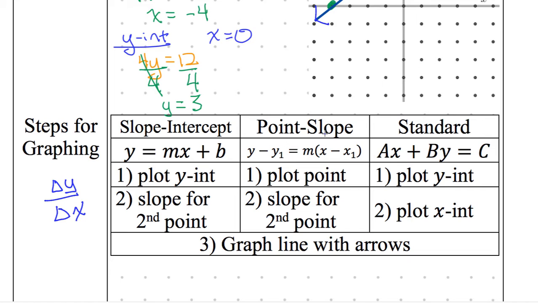Point-slope form, I'm not really going to quiz you on how to graph, but it's the same thing as slope-intercept form. Instead of graphing the y-intercept first, you plot the point first using your x1 and y1 term, and then you use the slope for the second point, just like you did with slope-intercept form. For standard form, you plot the y-intercept and x-intercept just as we did above, and the third step is the same: graph the line with arrows between those 2 points.